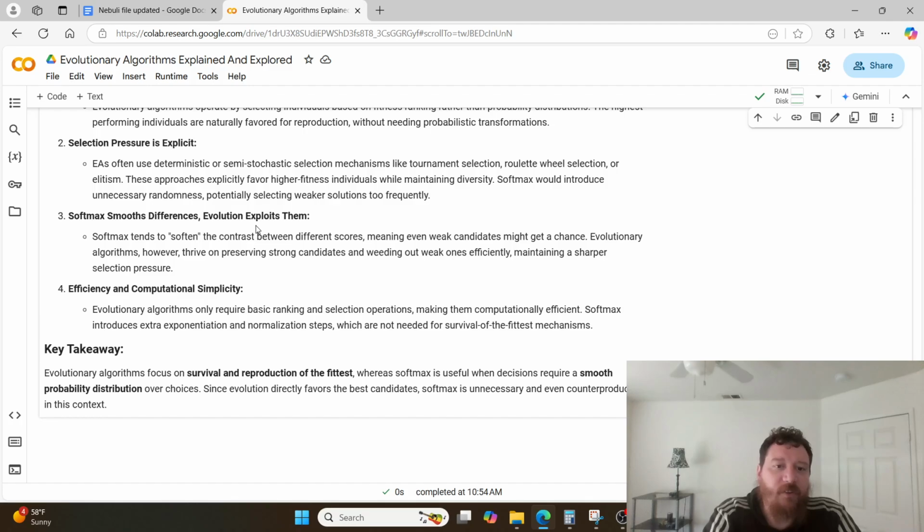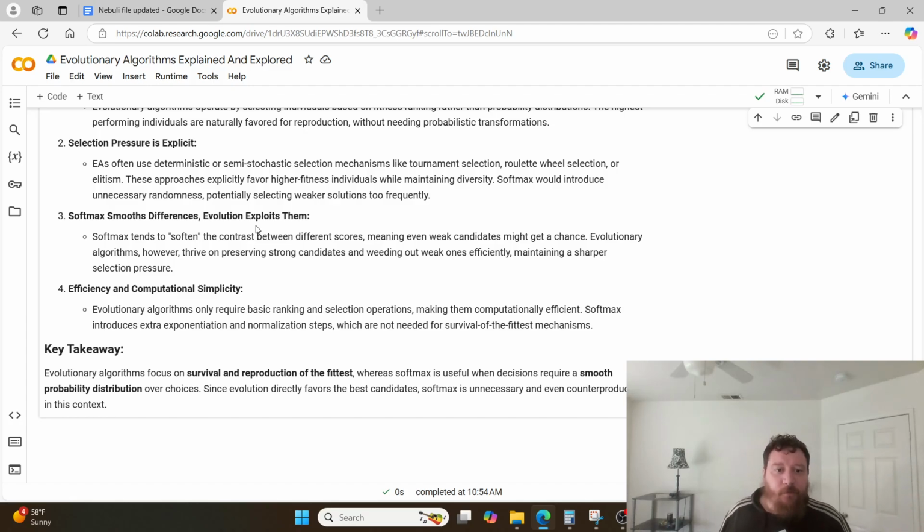Softmax smooths differences, and evolution exploits them. Softmax tends to soften the contrast between different scores, meaning even weak candidates might get a chance, whereas evolutionary algorithms are the opposite. They thrive on preserving strong candidates, and they will go through and ruthlessly weed out weak ones very efficiently, maintaining a sharper selection pressure. It's like an exact opposite in that regard, right?